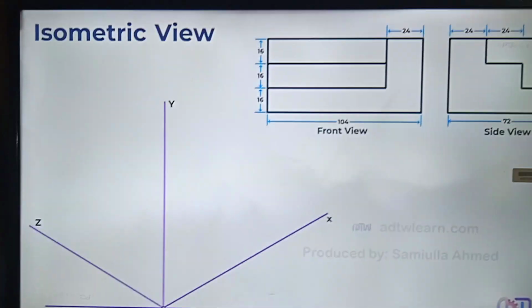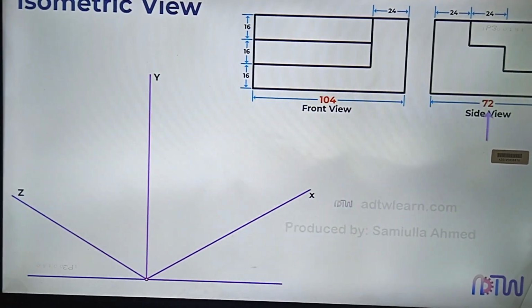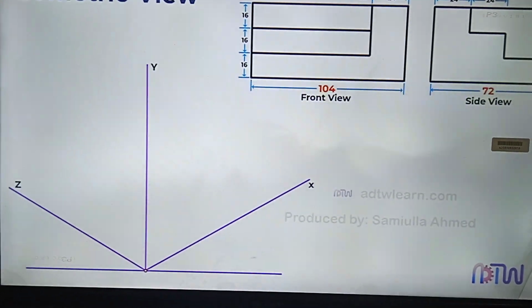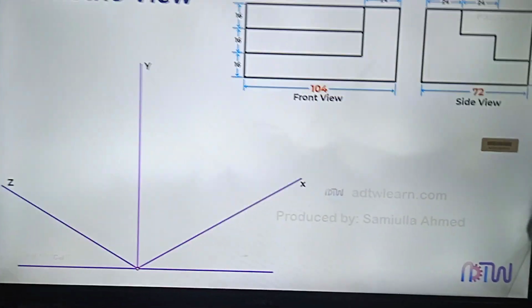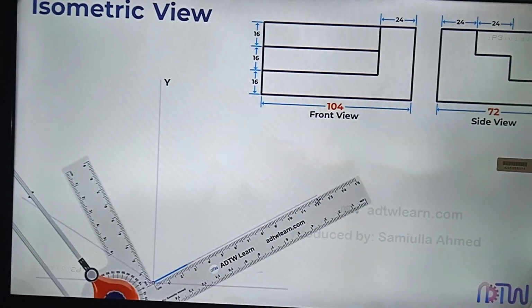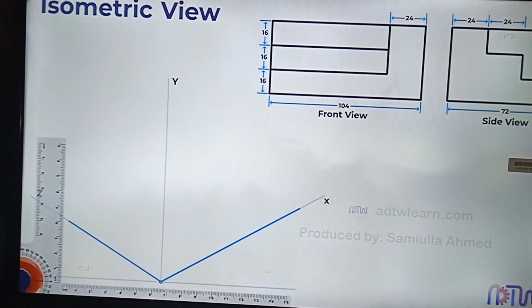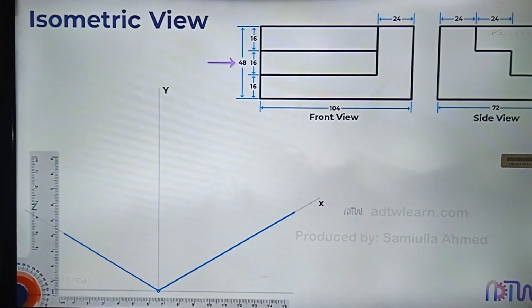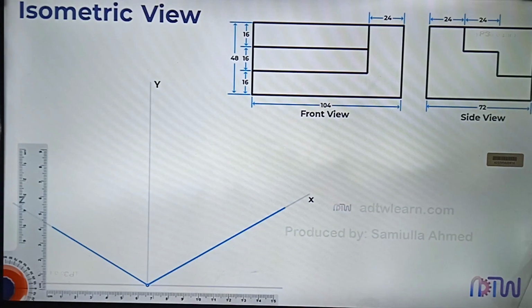the yz plane. From the front view, we can tell that the object's total length is 104 millimeters, and its width is 72 millimeters. So, we'll start by drawing a 104 millimeters line on the xy plane, followed by a 72 millimeters line on the yz plane. Moving on to the height of the object, we can see from both views that it is 48 millimeters. Therefore, we'll draw a line of 48 millimeters and construct a cuboid outline for the object.